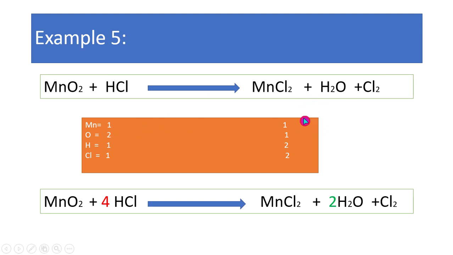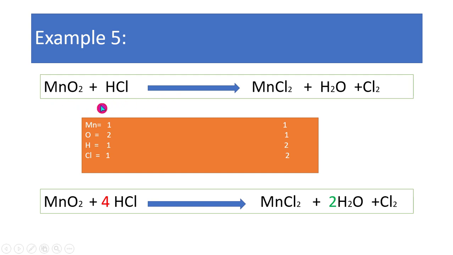The number of oxygen atoms towards the reactants are 2, and towards the products are 1. The number of hydrogen atoms towards the reactants are 1, and towards the products are 2. And the number of halogen atoms are 1 towards the reactants, and the number of halogen, means chlorine atoms, are 2 towards the products.